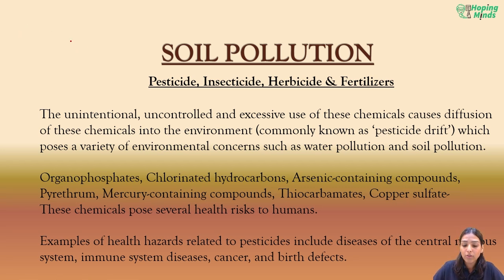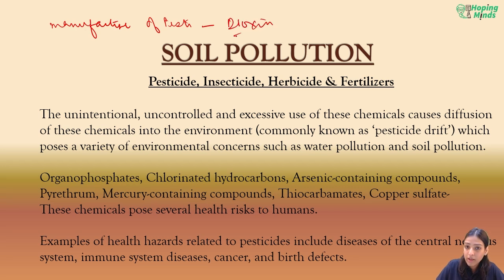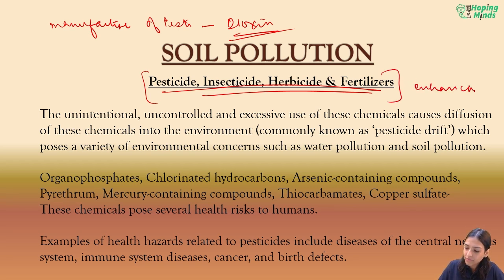Like I said, not only the manufacture of pesticides, but also the use of these things for enhancing crop production ultimately leads to unintentional, uncontrolled, excessive use of these, commonly known as the pesticide drift, which leads to water pollution and soil pollution. Now it's a vicious cycle.